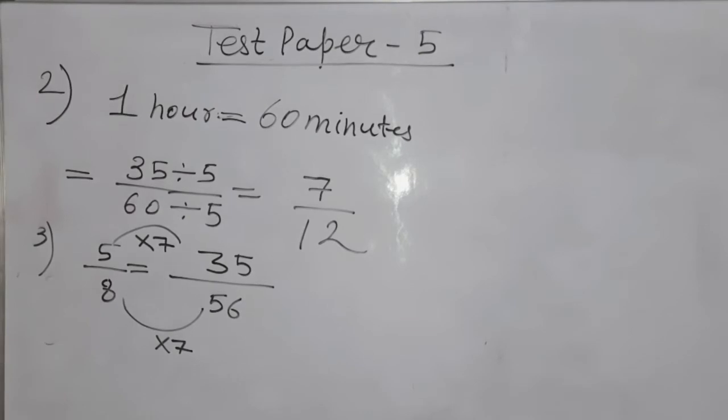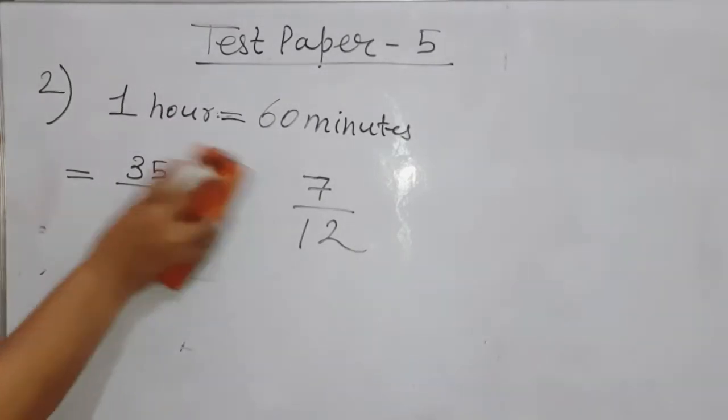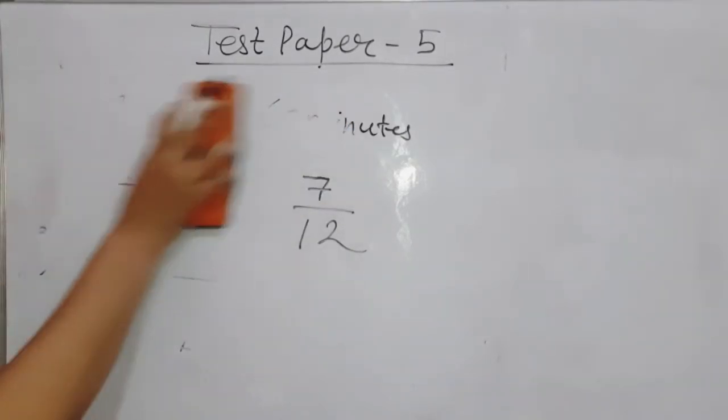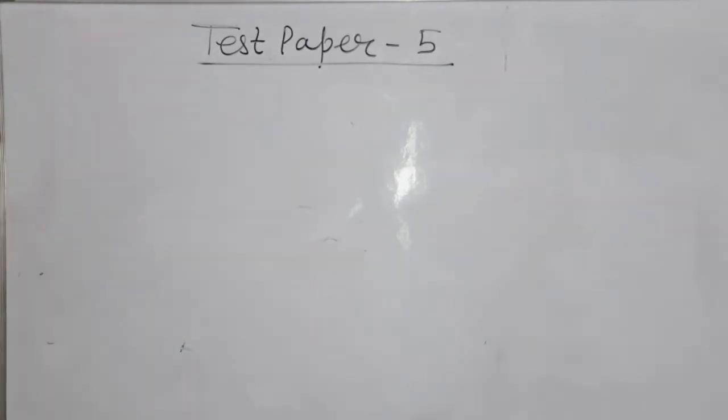Now coming to the next question, that is question number 4. Represent 2 whole 3 upon 5 on the number line. Okay. What we have to represent on the number line? 2 whole and 3 upon 5. So let's begin without wasting time. This question also has to be done in the maths classwork copy.